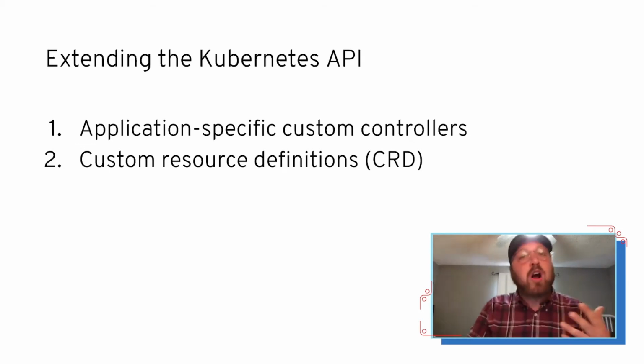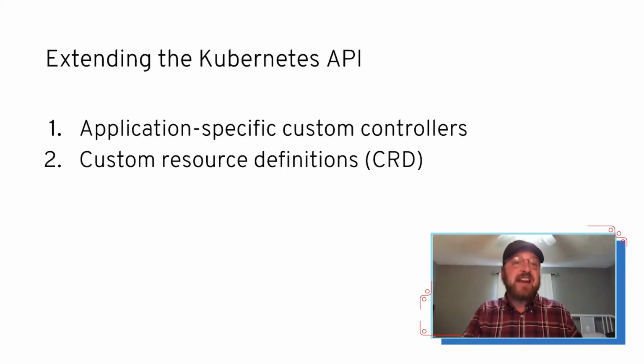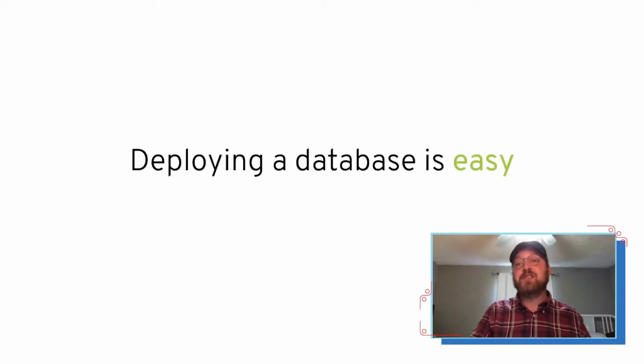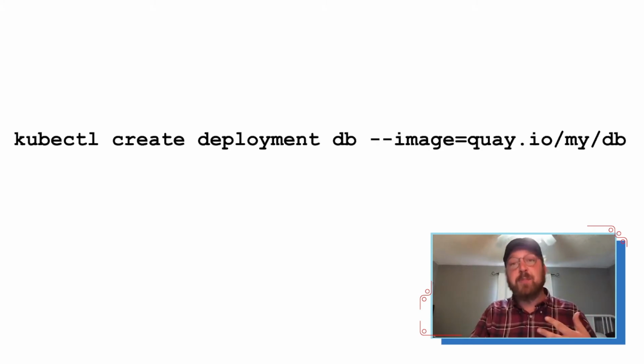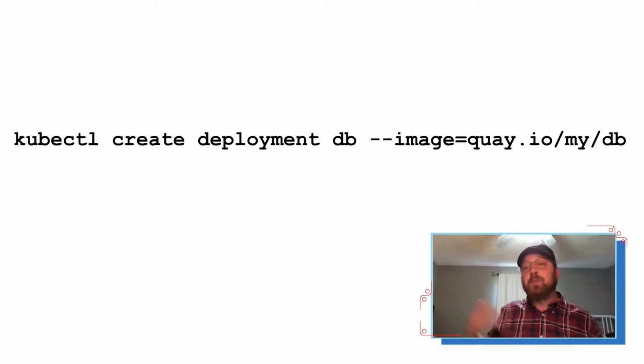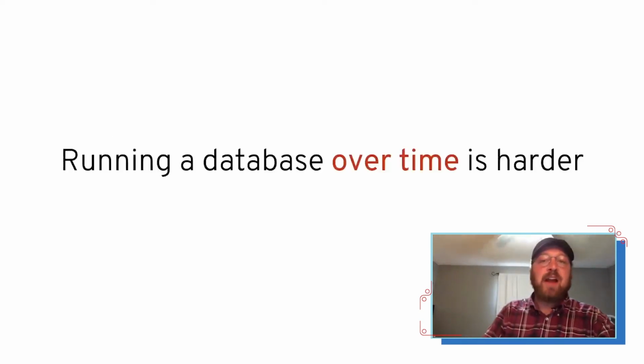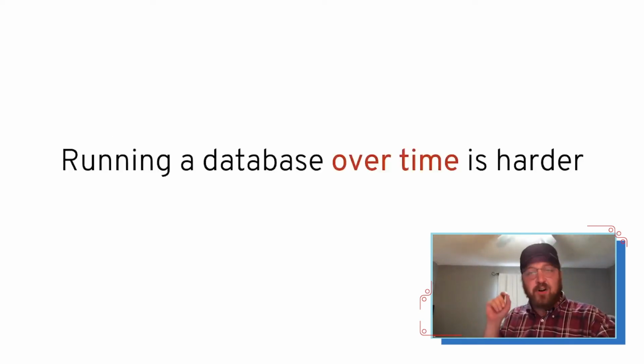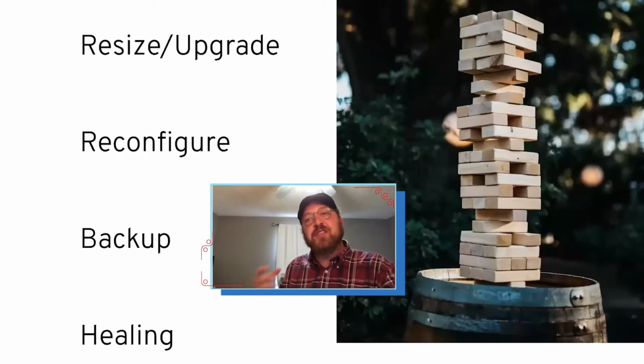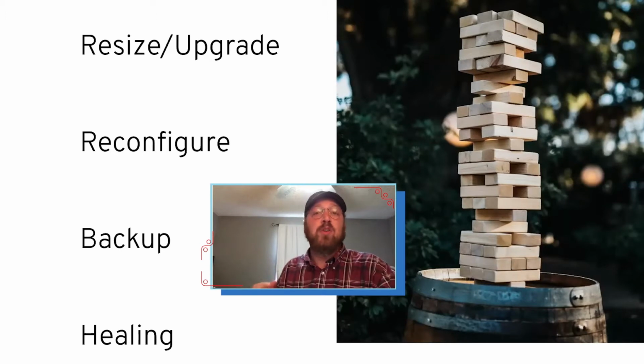But what about more complex applications that might have state or their own notions of clustering? Well, likewise, to deploy a database on Kubernetes is pretty easy. You find an image in some container registry, you deploy it as a pod on your cluster. But actually running that database in a production sense over time is much harder. It may have its own notions of clustering, its own notions of who the write leaders and read followers are in a cluster of multiple instances providing that database service.